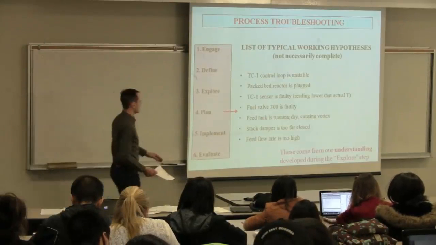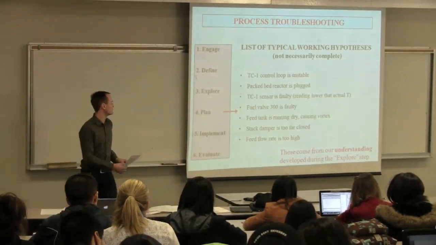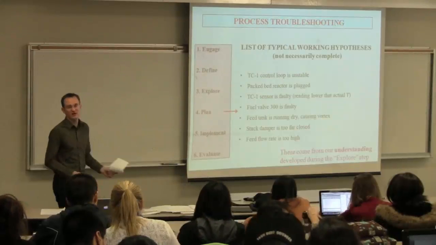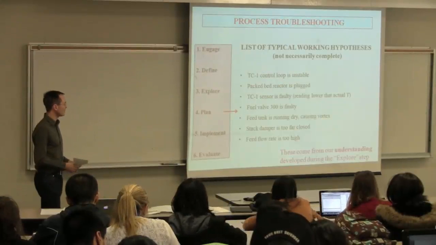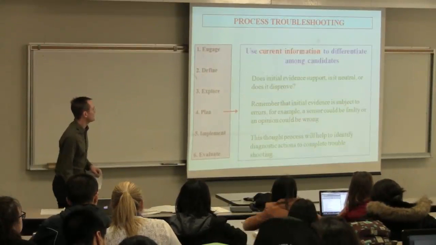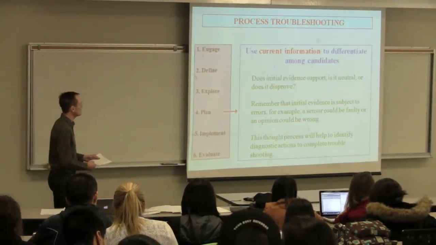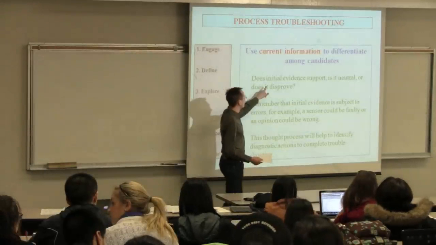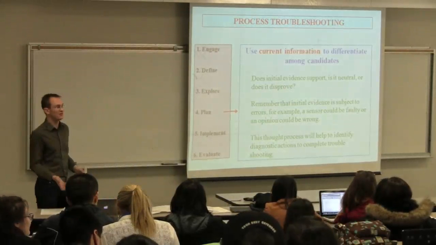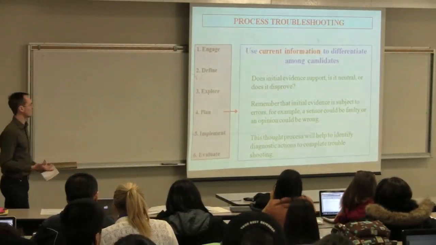The stack damper is too far closed, or the feed flow rate is too high in the system, or the feed tank that you're feeding this material from has a vortex and you're trapping air into that system. So you've got a faulty flow rate reading, essentially. Okay, so all of these hypotheses would be written down. Then in the next columns, called initial evidence, we're going to look at the information we have, and we're going to decide whether that information supports that hypothesis, or disproves it, or does neither of them, is neutral.